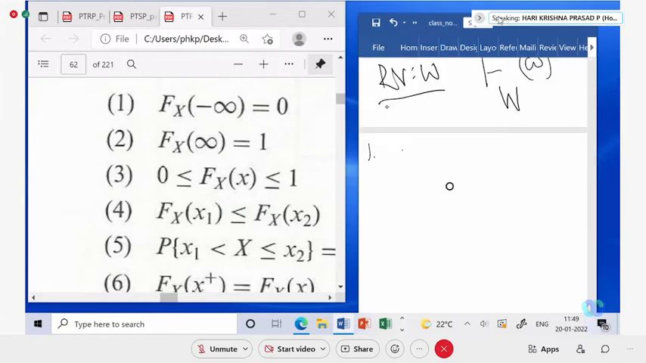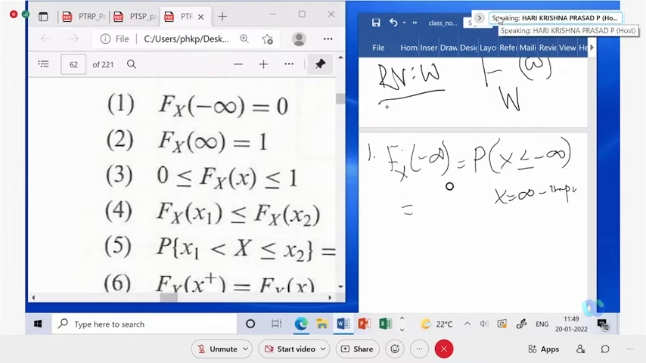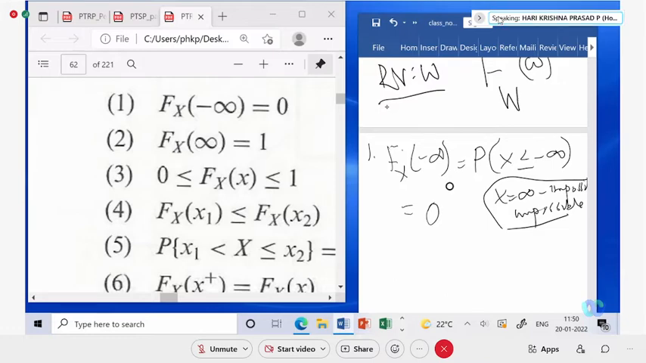Fine. First property is Fx of minus infinity. By this, what I mean is the probability that x is taking a value less than or equal to minus infinity. Normally, what we assume is the random variable is taking values beyond minus infinity, not even minus infinity. So x equal to minus infinity is an impossible event. When it is an impossible event, the probability of that is 0. So this is 0. That is how the first property can be proved.